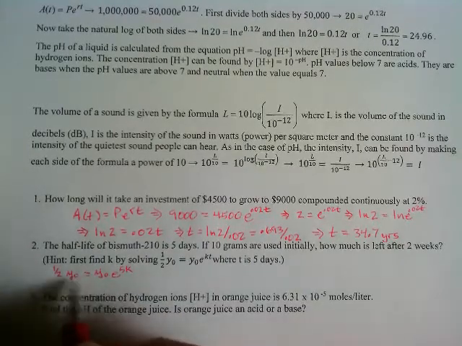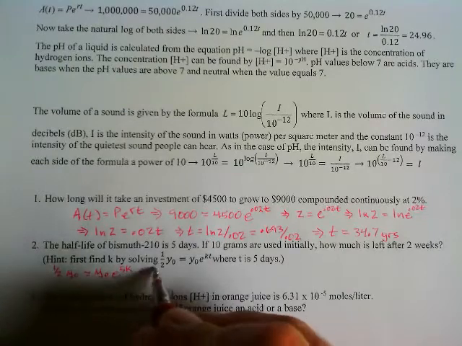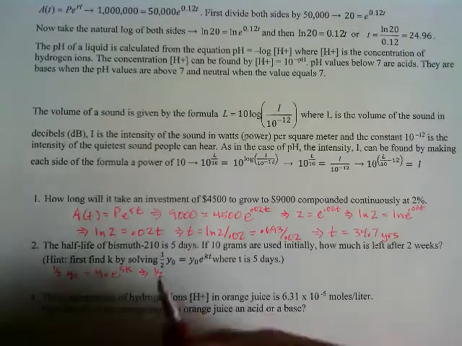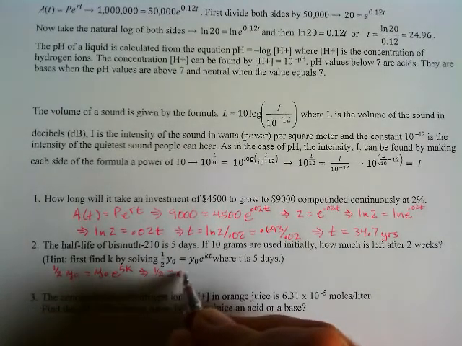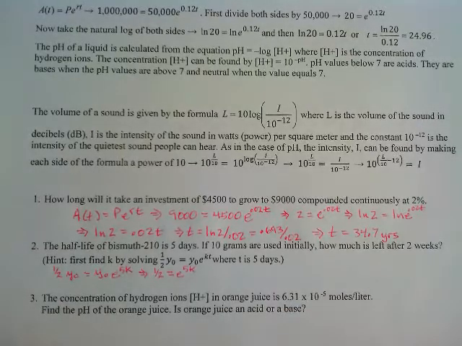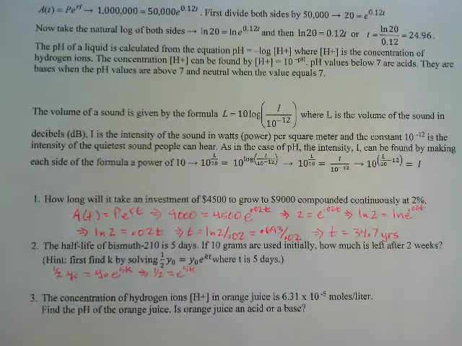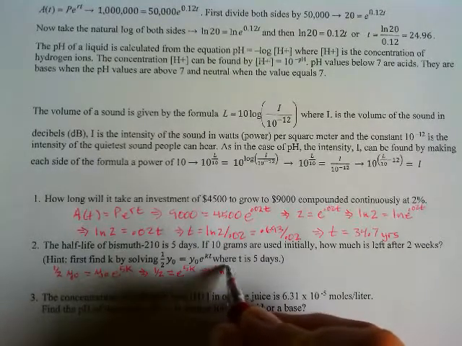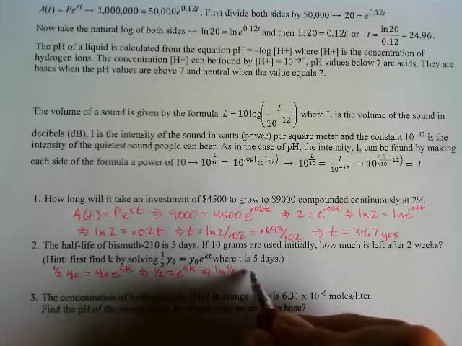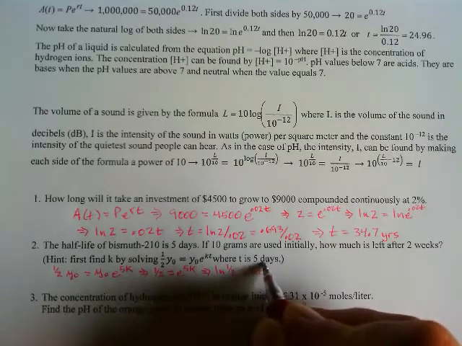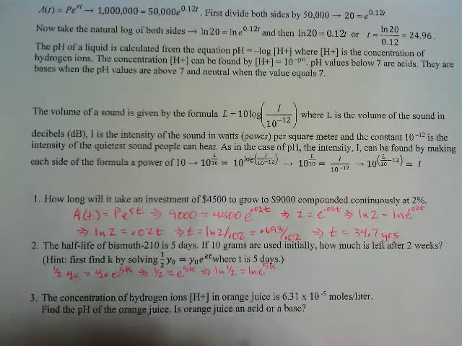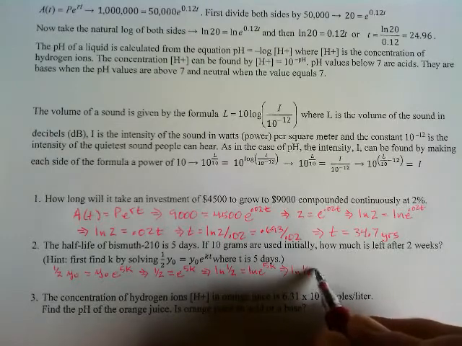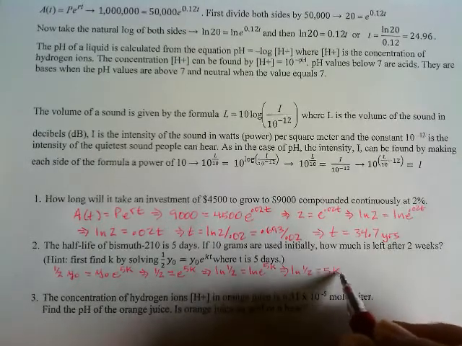So, dividing both sides by the y naught. In other words, it doesn't really matter how much we start off with because we're cutting it in half. We now have 1/2 equals e to the 5k. And again, the 5 would be in the place of the t for 5 days. Now we're going to take our ln just as we did before. ln 1/2 equals ln e to the 5k. And of course, that gets us ln of 1/2 equals 5k.